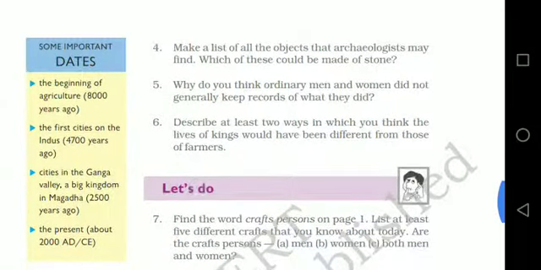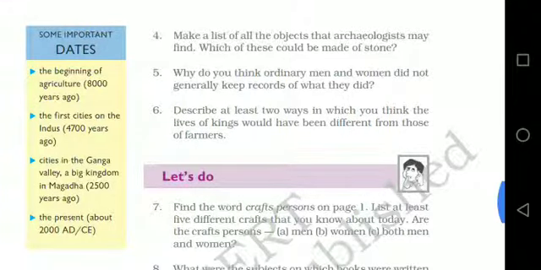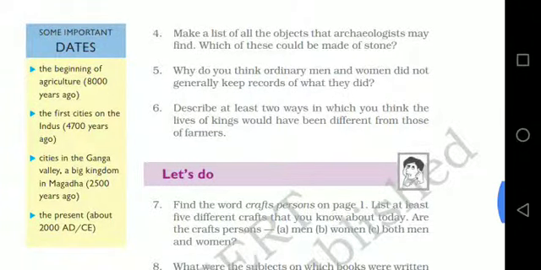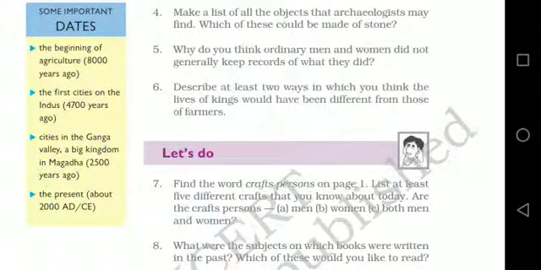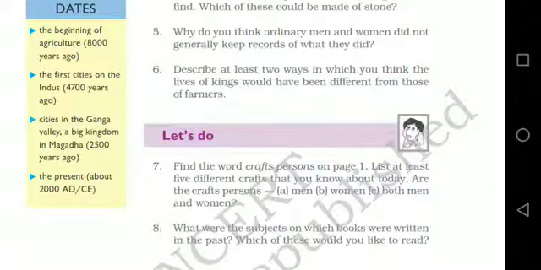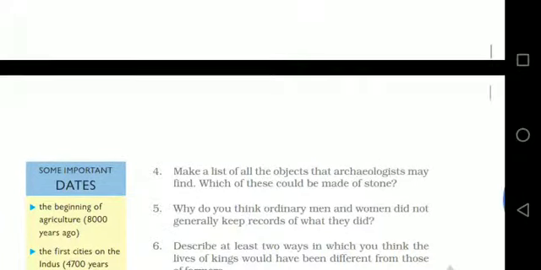Okay, so some important dates you can also remember. The beginning of agriculture was about 8,000 years ago. The first city was on the Indus, developed about 4,700 years ago. Then in the Ganga Valley, there was a big kingdom, Magadha, about 2500 years ago. Cities in the Ganga Valley were developed then. The present is 2000 AD or CE. So these are the points which you need to remember.